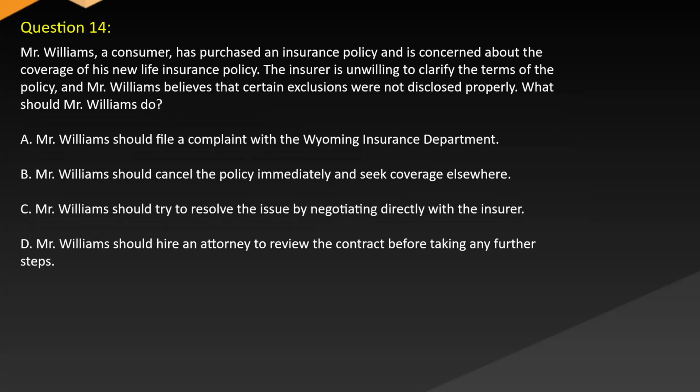Question 14. Mr. Williams, a consumer, has purchased an insurance policy and is concerned about the coverage of his new life insurance policy. The insurer is unwilling to clarify the terms of the policy, and Mr. Williams believes that certain exclusions were not disclosed properly. What should Mr. Williams do? A. Mr. Williams should file a complaint with the Wyoming Insurance Department. B. Mr. Williams should cancel the policy immediately and seek coverage elsewhere. C. Mr. Williams should try to resolve the issue by negotiating directly with the insurer. D. Mr. Williams should hire an attorney to review the contract before taking any further steps.